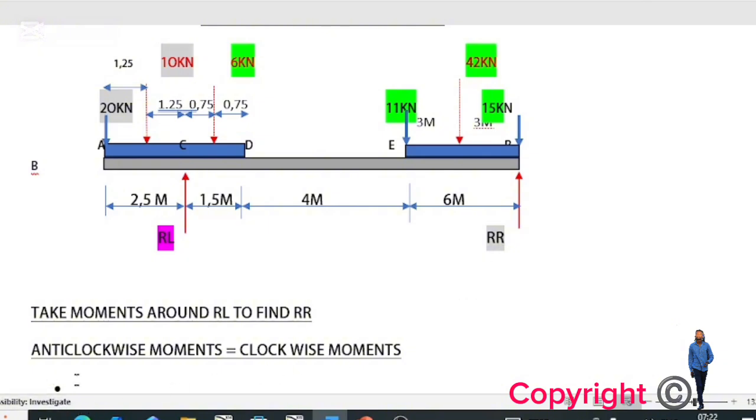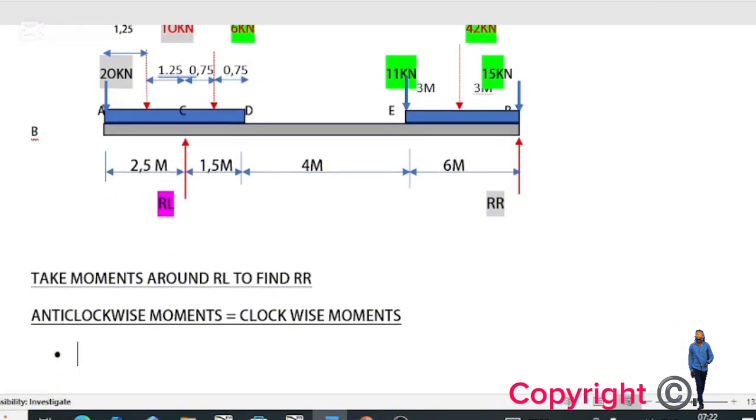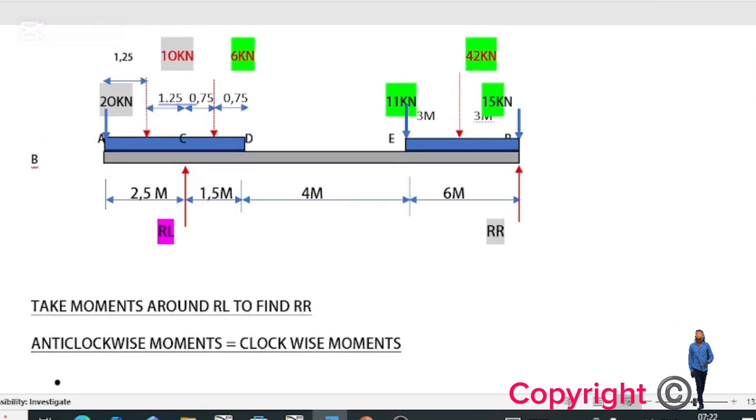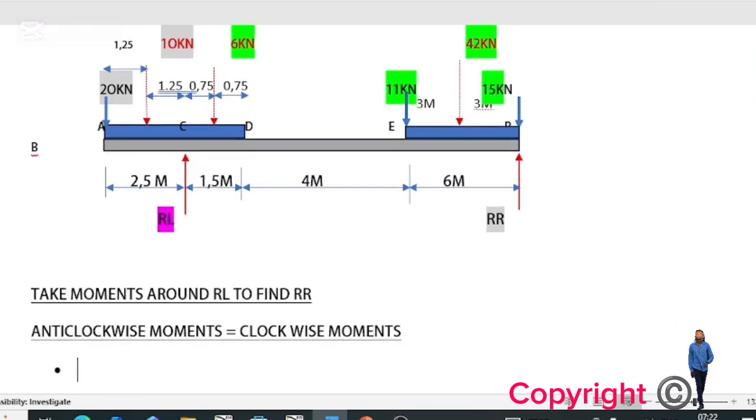Let me go to anti-clockwise. Anti-clockwise are those forces which are on the left of RL. We have 20 kilonewton, and then we also have this force, 10 kilonewton. So I will start with those forces.